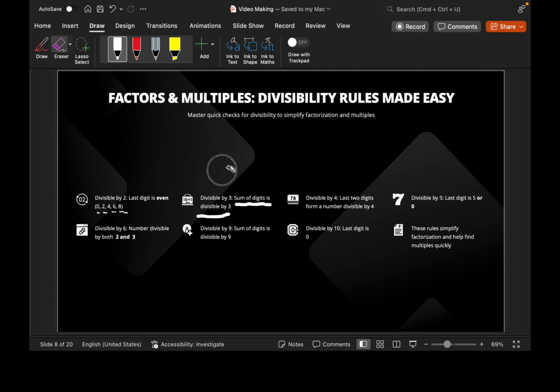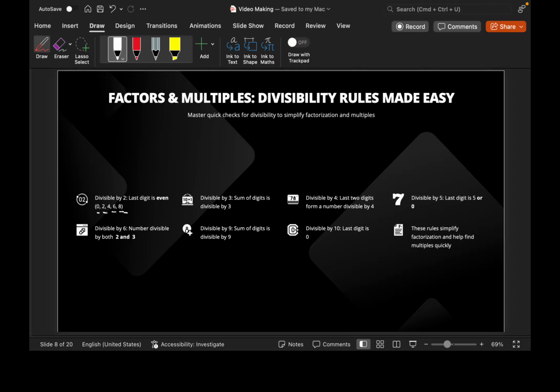Next, the divisibility rule of 4 is that the last 2 digits should be divisible by 4. What do I mean by that? Let's take an example of 4840. These digits, they do not matter. We don't look at them. These last 2 digits are the ones that matter. They're the tens and the units digit. These are the ones that we look at and see if they're divisible by 4. 40 is obviously divisible by 4, so that means that this number is divisible. This is how you do the divisibility rule of 4.